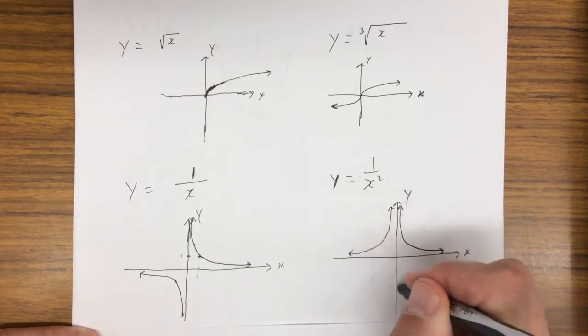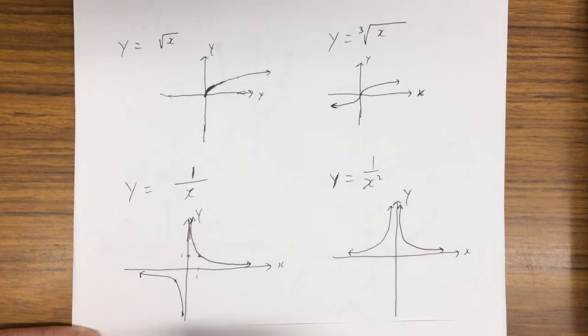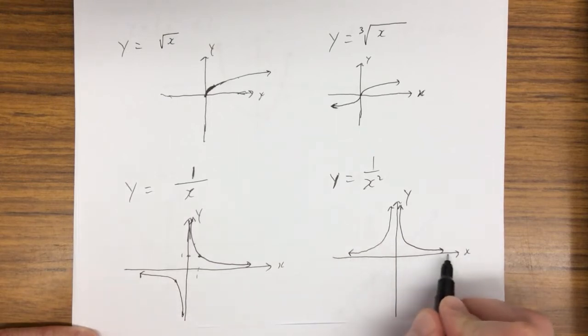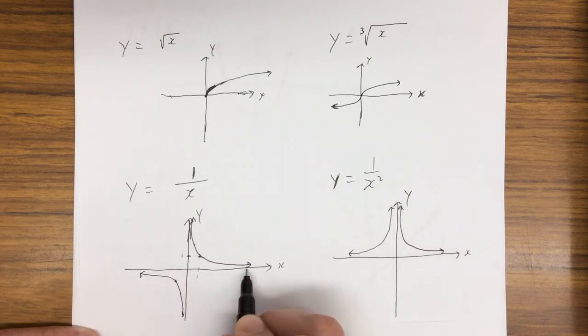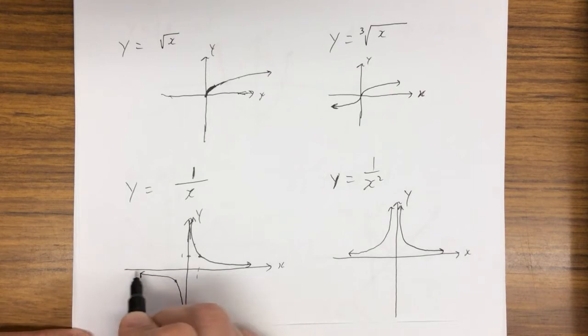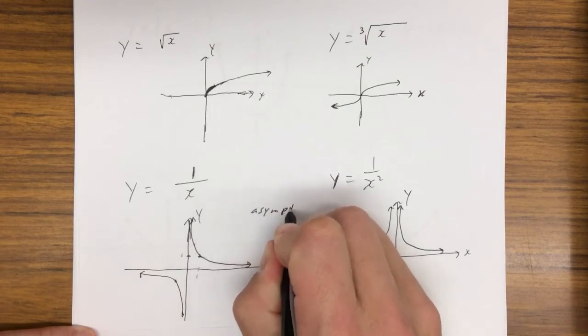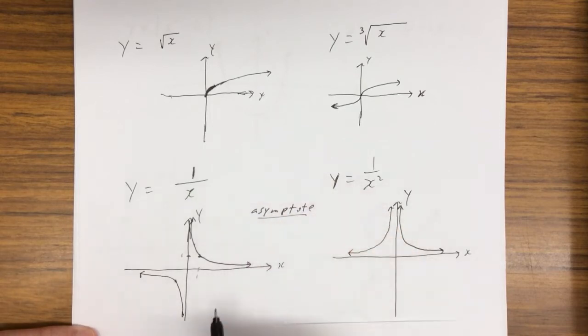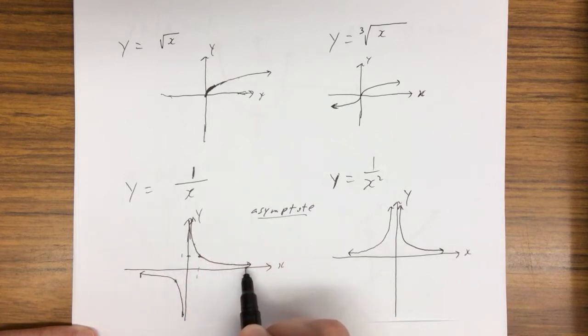Now you cannot divide by 0, so it doesn't exist at x equal to 0. And because it never touches the horizontal, the x-axis, on each one of these, y will never equal 0 either. And we call these two axes asymptotes. Okay, so asymptote is spelled like that. The curve never touches it, but it comes close to it, and it's an asymptote.